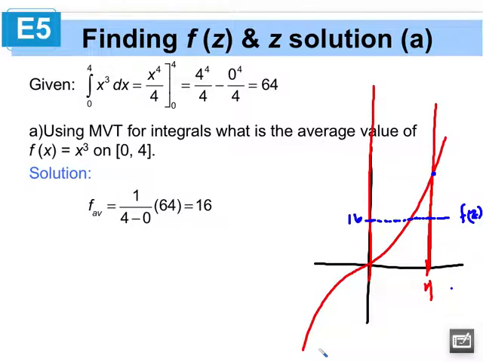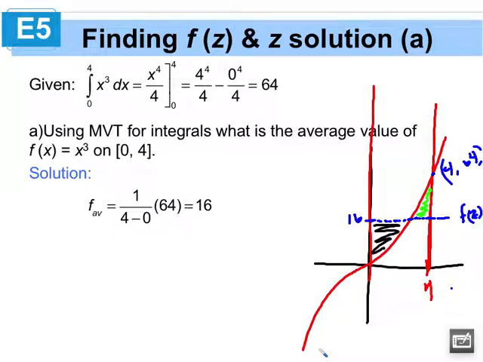Where's this point, by the way? 64. Good. And my picture's not very well represented. I should actually have this down lower, because if we did it correctly, this area should match this area. It doesn't appear that it's anywhere close, but it's good enough. Okay. So there's our f of z.